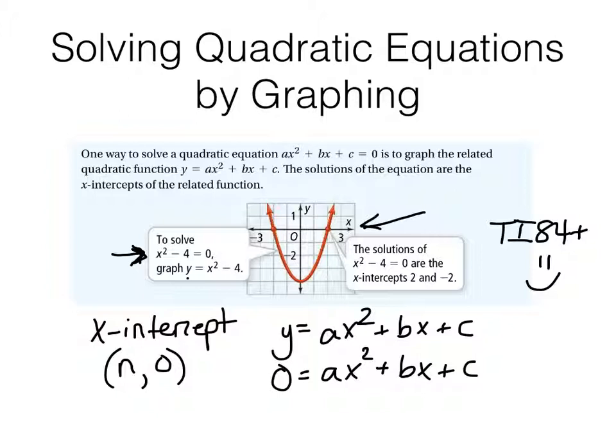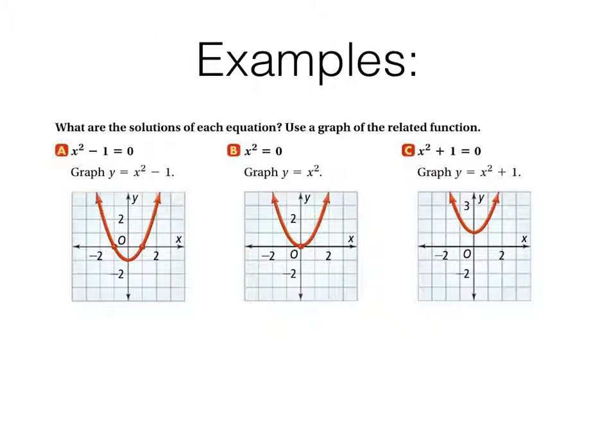But remember, this is only really going to work if you can see those x-intercepts. So let's look at a couple examples. So we got x squared minus 1 equals 0.